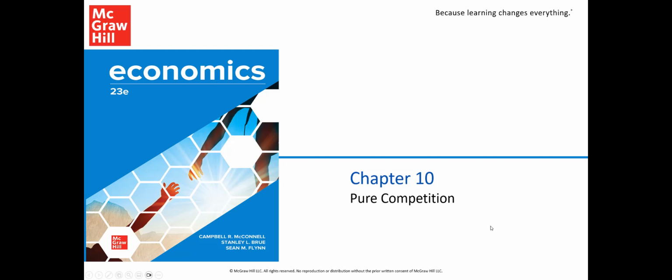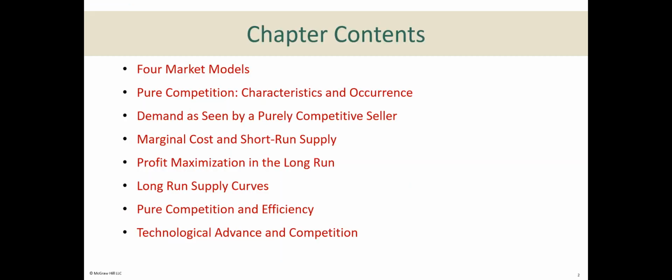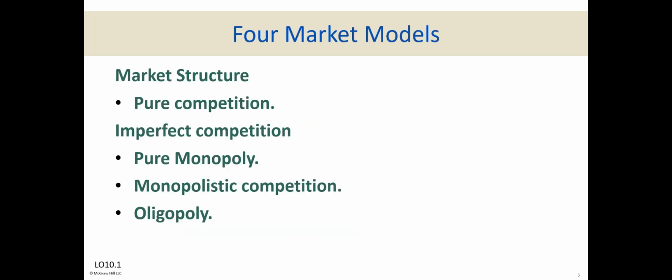Hello everyone, today we will explore how different market structures work with a focus on pure competition. So we will cover characteristics of competition, demand and revenue curves, profit maximization strategies, long-run supply curves, and finally efficiency and innovation in competitive environments. So let's first start by looking at four types of market structures.